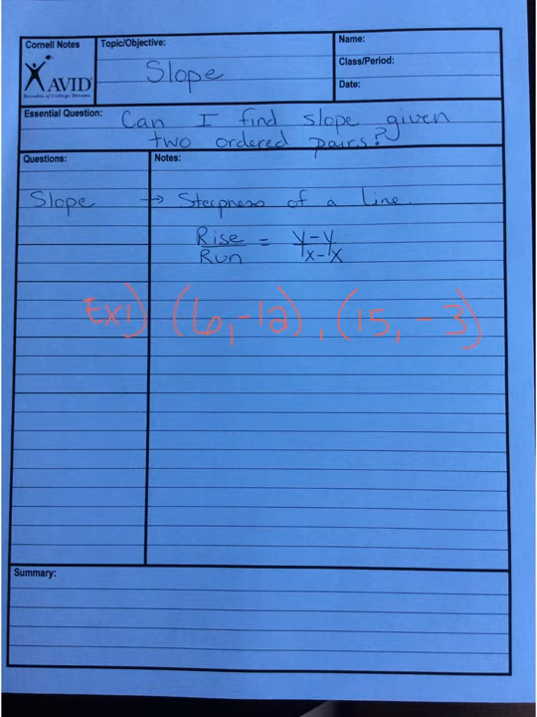We're going to go ahead and review and look at finding slope. Our essential question here is, can I find slope given two ordered pairs? So let's review real quick what slope is. We know that the slope is the steepness of a line, how steep something is. Our real life examples were like a hill, a set of stairs, a roof, like the different pitch in a roof, the steepness of it.